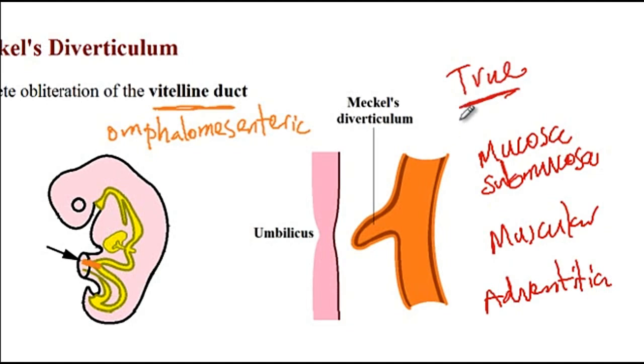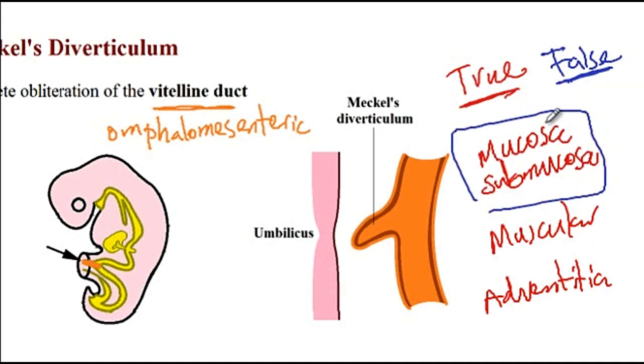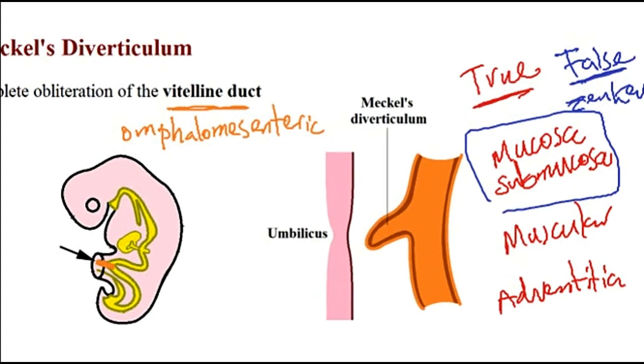So now let me ask you a question. What's the difference between true and false diverticulum? So false diverticulum doesn't have all the layers of a GI tract, and in fact it only contains the mucosa and submucosa. An example of a false diverticula is, for instance, Zenker diverticulum. On the other hand, the Meckel's diverticulum is a true diverticulum, and thus it contains all the layers of a GI tract. In any case, back to the topic.